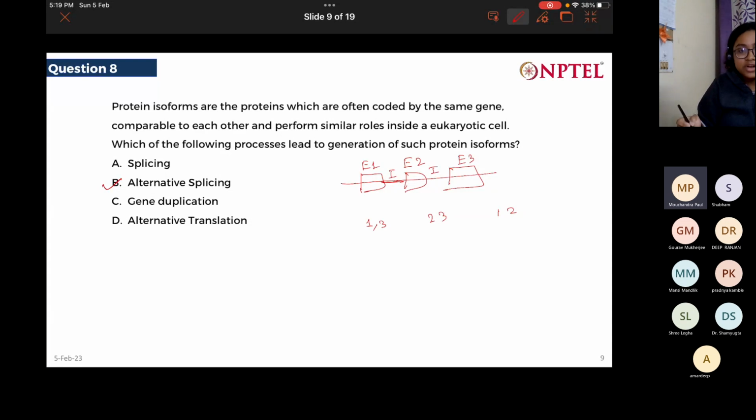And when these 3 different kinds of mature mRNAs get translated, they form 3 different types of proteins, which come from the same gene. And this mRNA is transcribed from the same gene in the DNA. So this is the alternative splicing. Okay, this alternative splicing process gives rise to protein isoforms. Simple enough, right? If anyone has any queries, please let me know.